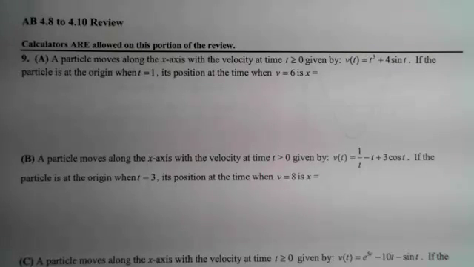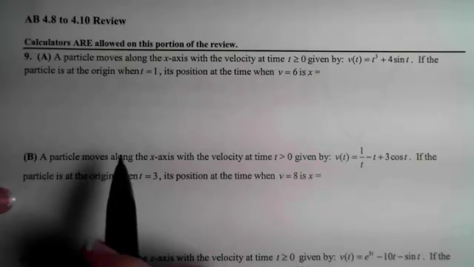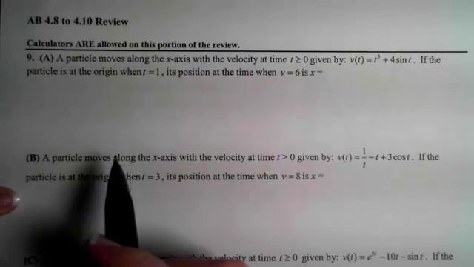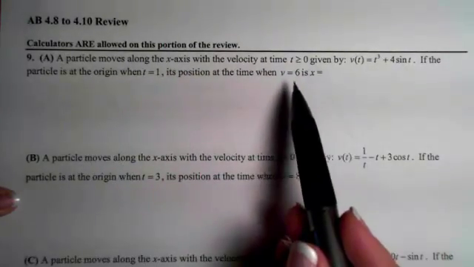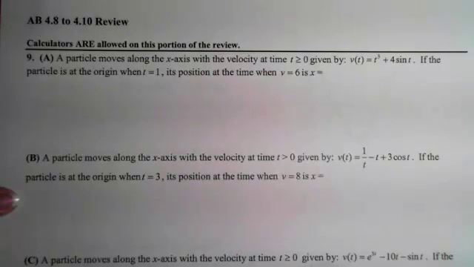This is the 4.8 to 4.10 review. Calculators are allowed, and it's number 9. I'm going to give you a heads up that a lot of people miss this number 9, not because they don't understand the problem, but because they misuse this v equals 6 information.